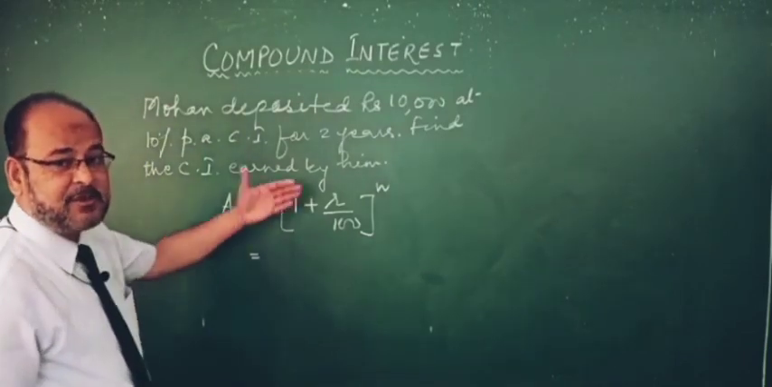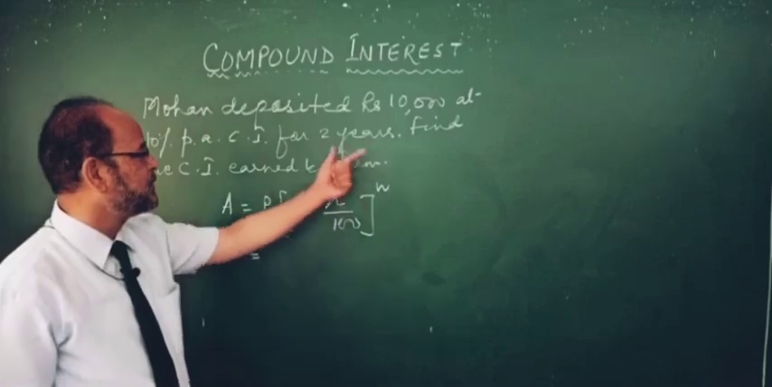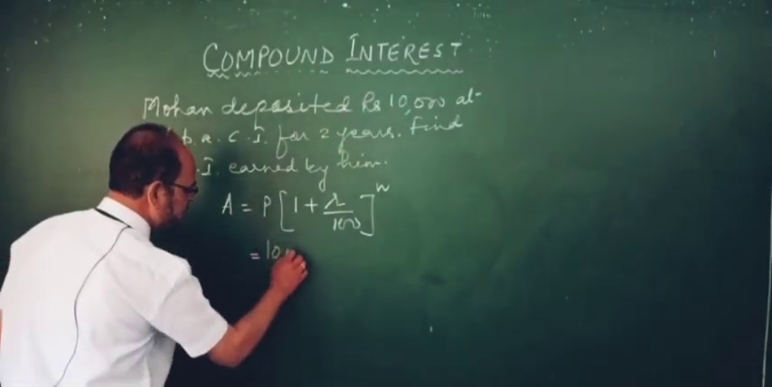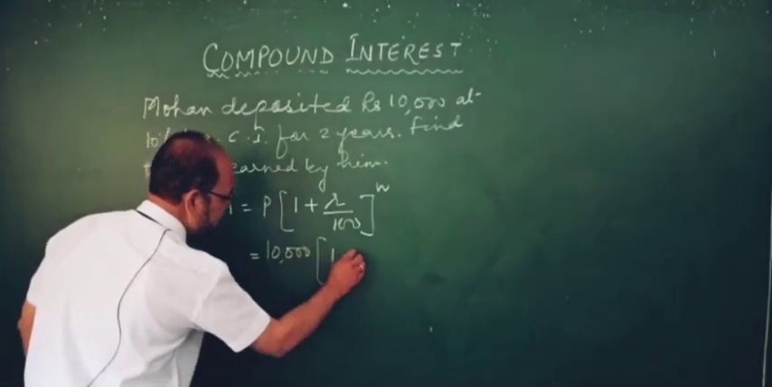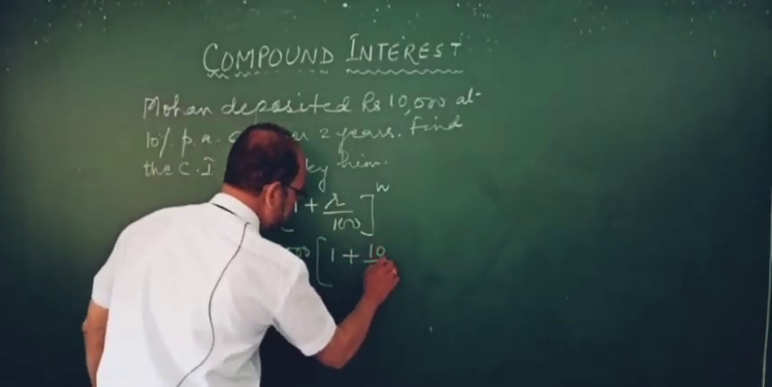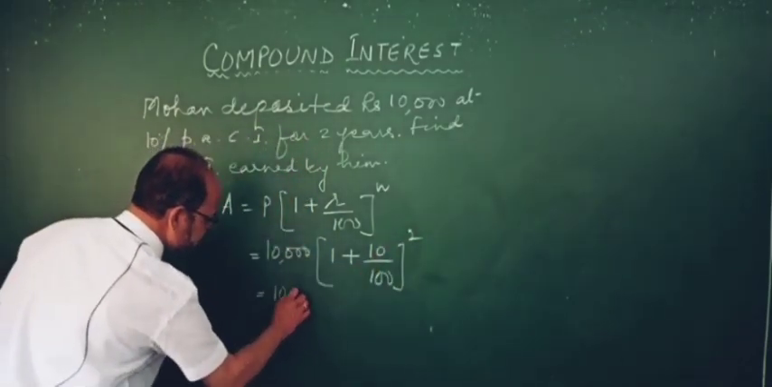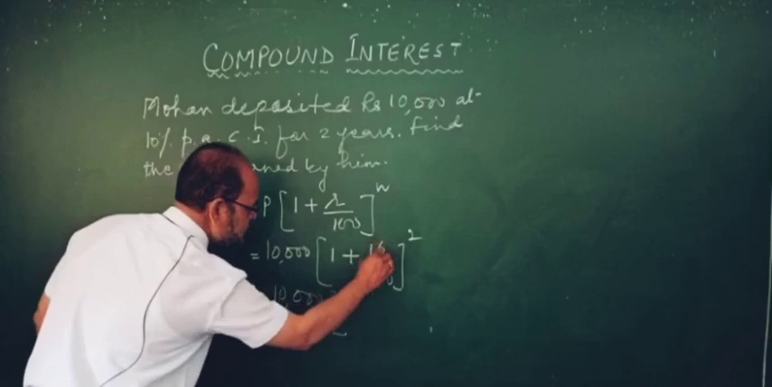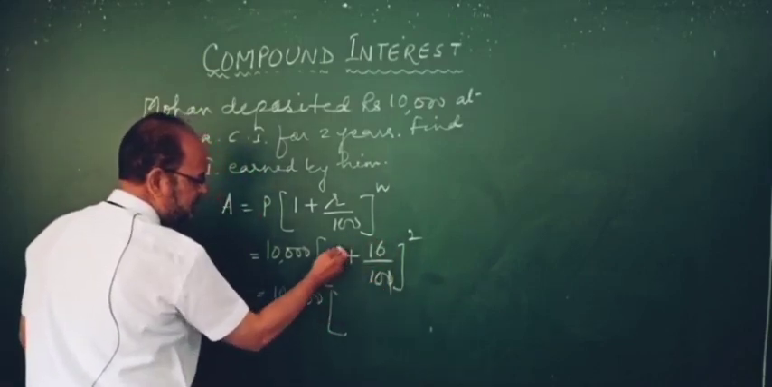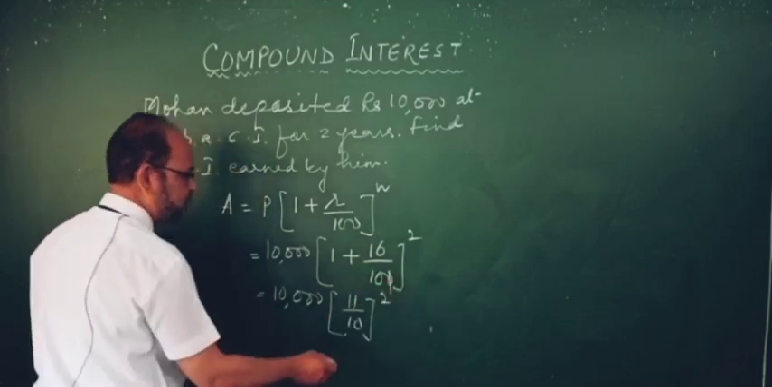Principal, the money which we deposit or we borrow or we lend, that is called principal. So here principal is 10,000 rupees. So we will put 10,000 in place of P. 1 plus r is 10 upon 100 to the power 2. So this is 10,000. The zeros you can cancel. Now you have to add 1 and 1 upon 10. So 10 times 1 is 10 and 1, 11 upon 10 to the power 2.